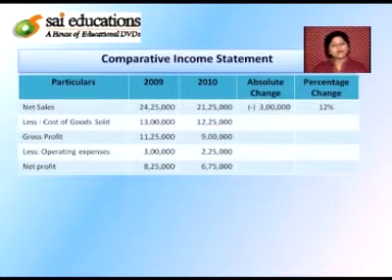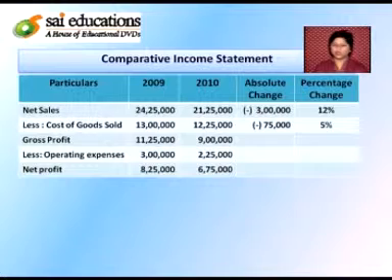Now let us see what happens to cost of goods sold. Cost of goods sold in the year 2009 were 13 lakh, whereas in the year 2010 were 12 lakh 25,000. So there has been a reduction in cost of goods sold by 75,000. In percentages term, the change is 75,000 divided by 13 lakh multiplied by 100 means 5%. And now let us study what is the impact on gross profit because of reduction in sales and reduction in cost of goods sold.